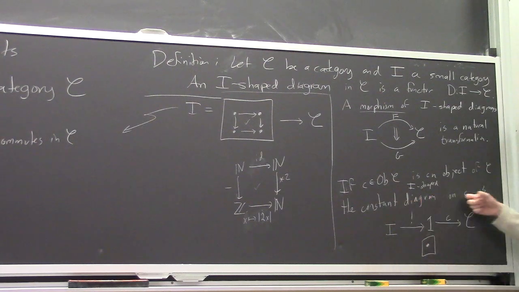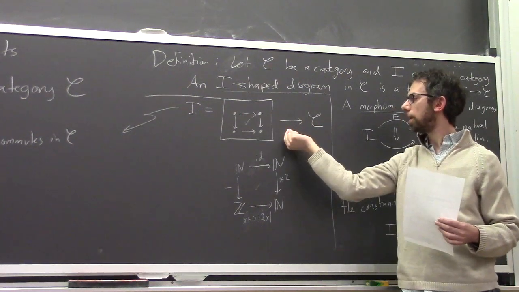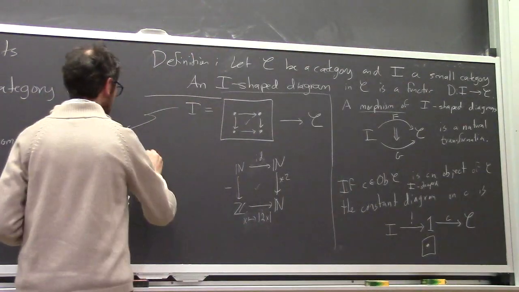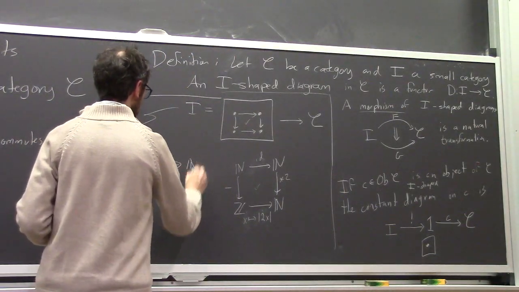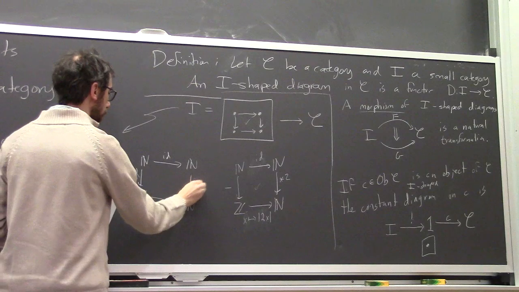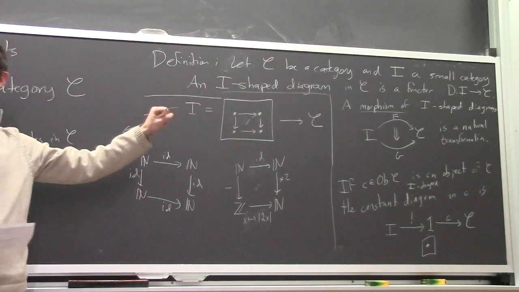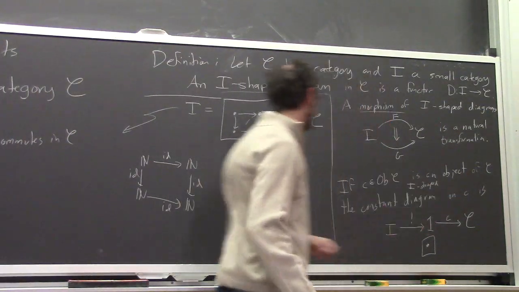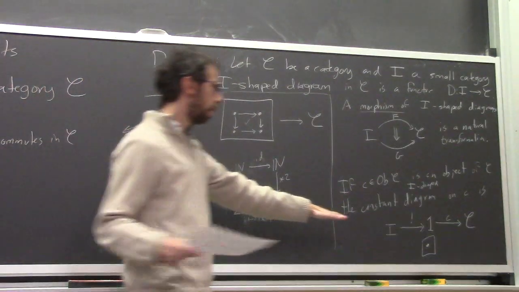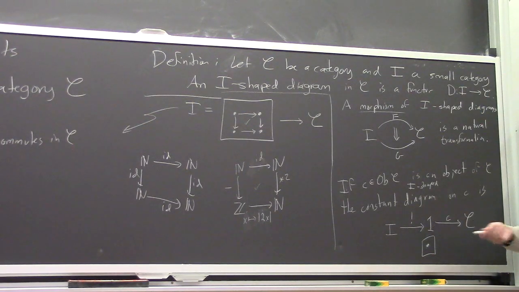And so what we're saying is that the constant diagram on C takes every object in I, and sends it to a single point, and then sends that point into C. So for whatever shape I have, the constant diagram sends every object to the thing called C, and it sends every morphism to the identity on C. Do you guys see how this way of writing it, a functor from I to C that factors through 1, is accomplishing this constancy condition?